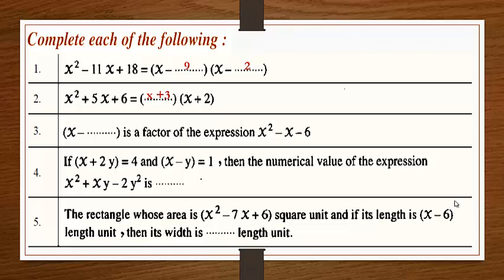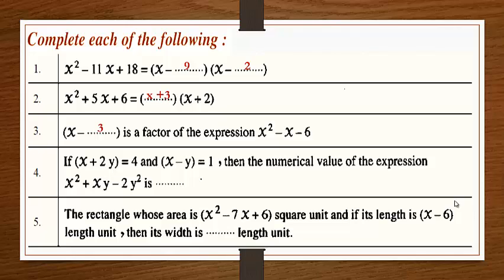x minus blank is a factor of the expression x power 2 minus x minus 6. This expression to be factorized will be factorized to x times x, and 6 factorizes to 3 times 2, and the greatest one will have the sign of the coefficient of x, so it will be negative.